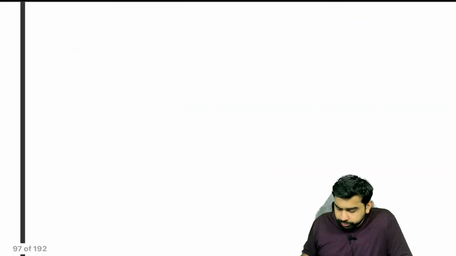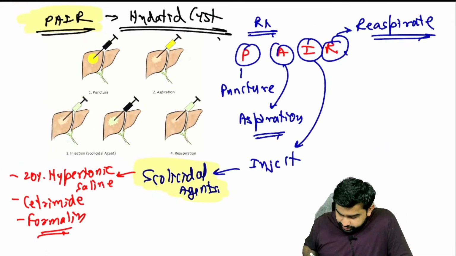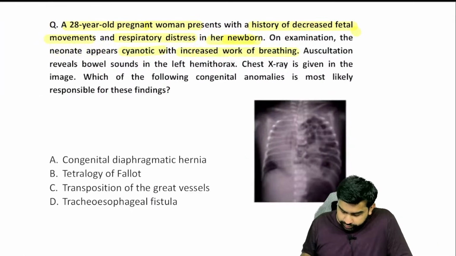It is not very commonly used. The most commonly used scolicidal agent is 20% hypertonic saline. So that is what is most commonly used. Right, so over here, what you need to understand.